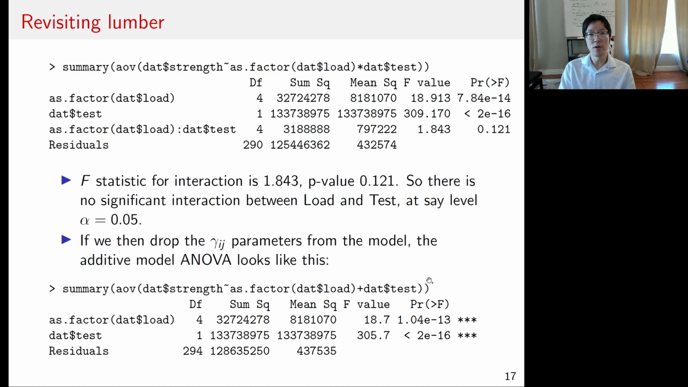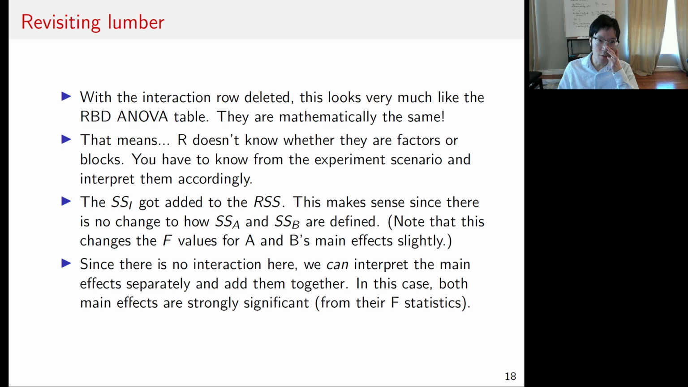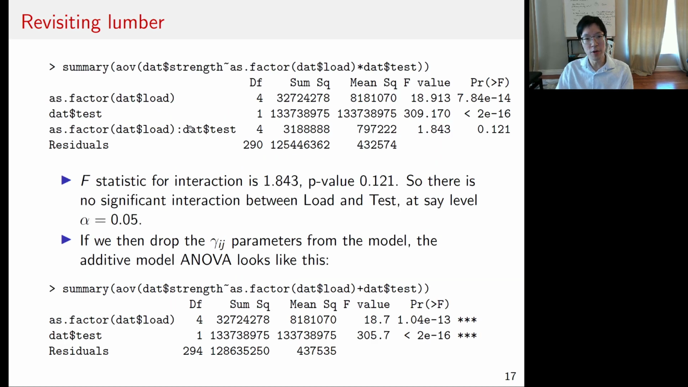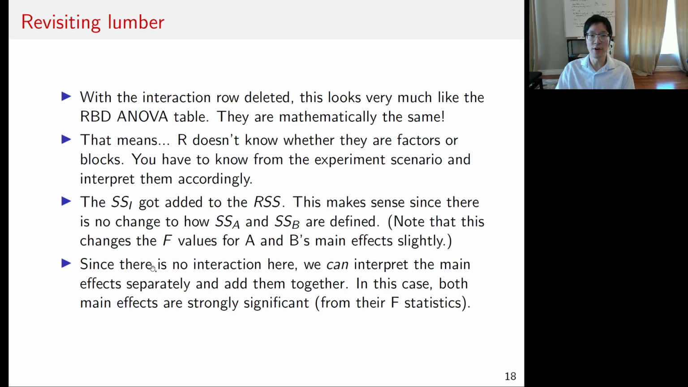Okay, so that's a point I just want to emphasize here. So once the interaction is deleted, it looks very much like the RBD table, and so you have two rows for the two additive factor effects.